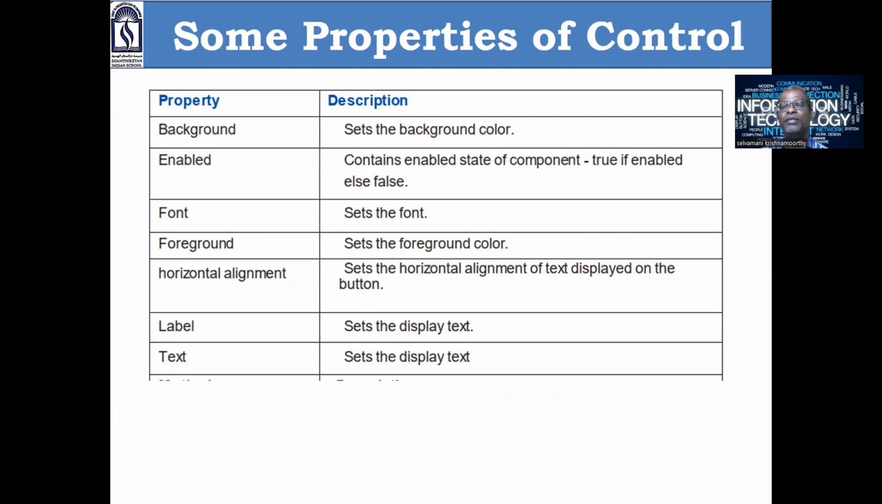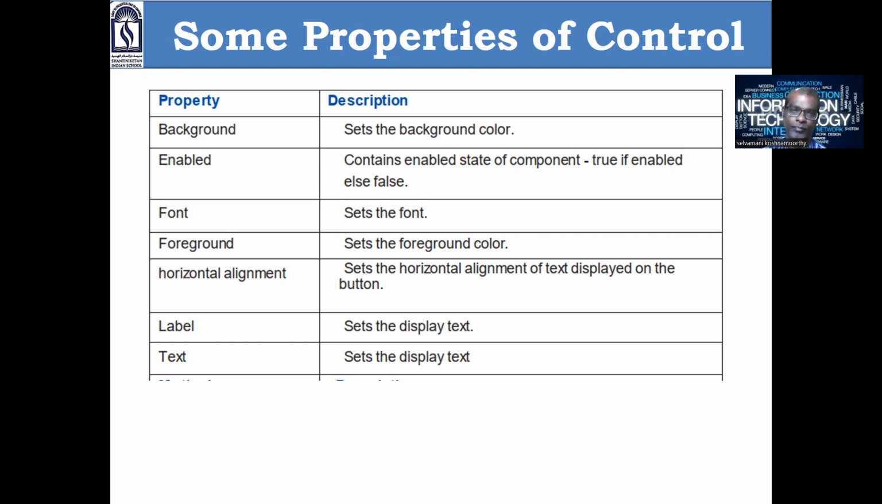There are so many properties for controls, but it is not necessary to learn everything. Some of the common properties for all controls are displayed here. The first one is background. From the name itself you can understand. The background property is used to set the background color of the control. It may be a button, a text field, a radio button, whatever the control may be.